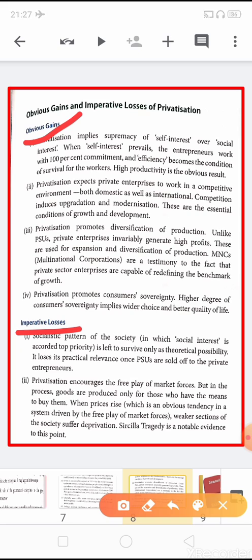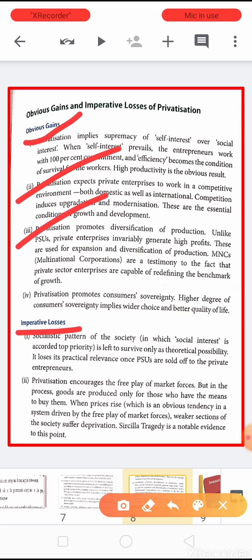The second one is that privatization expects the private enterprises to work in a competitive environment. So both domestically as well as internationally, the competition induces upgradation and modernization. So this was the essential condition of the growth and development of the private sectors. And the next is that privatization promotes diversification of production.